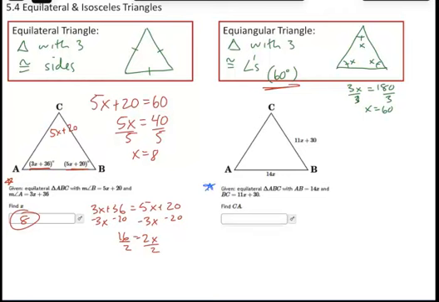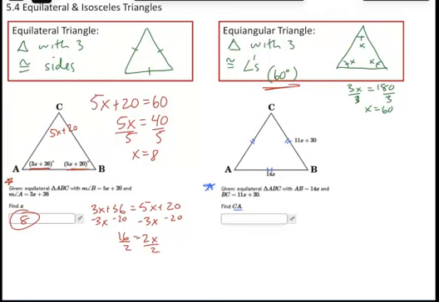The next question deals with sides rather than angles. But see if you can find what CA is equal to in that problem. So when you're looking at this problem, equilateral triangle means all three of these sides are the same. So when we look at CA, CA can be expressed as either 14x or 11x plus 30.